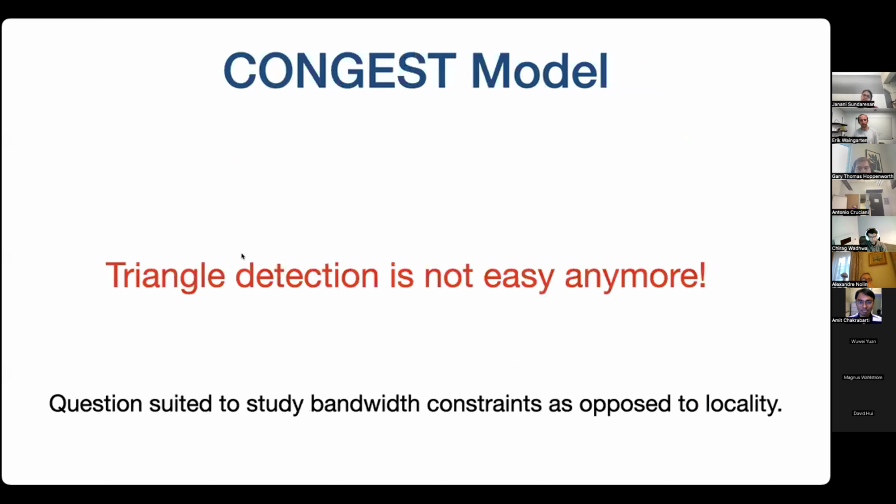If you look at this triangle detection problem now in this CONGEST model, it is not going to be easy anymore. It's not clear what you can do. More generally, this problem is very well suited to study bandwidth constraints, which is the upper bound on the length of messages, as opposed to locality, or how much around you do you need to know, because if you just know your two-hop neighborhood, this is going to be super easy. But the bandwidth constraints are the ones which cause this problem to be hard. So any questions till now about the problem, the model, anything?